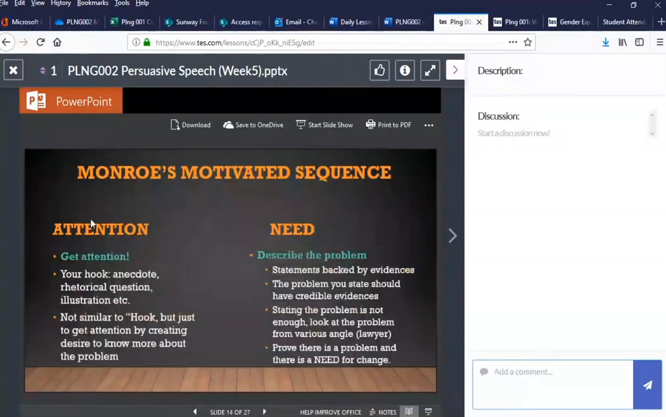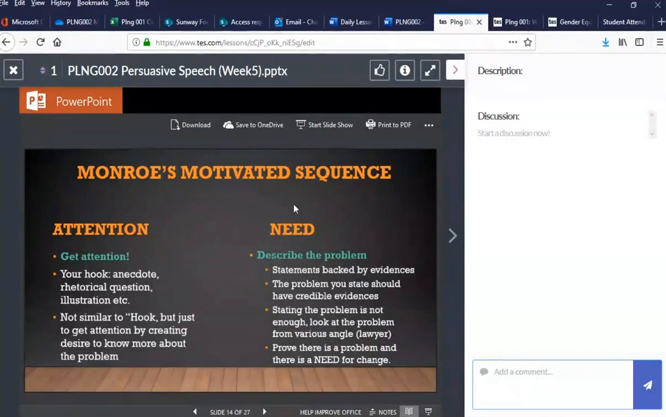Okay. So Monroe's motivated sequence, how do we actually get their attention? Remember your argumentative essay, I've taught you hooks. You can use the same thing: the anecdote, the rhetorical question, the illustration. Not similar to a hook, but just to get by creating desire to know more about the problem. You can say it's similar, or not so similar, but at the end of the day, it is to capture the audience's attention. This is the function of the attention step.